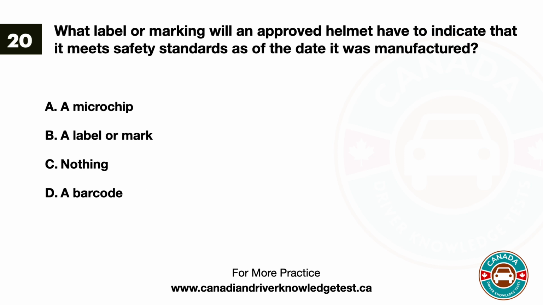Question 20. What label or marking will an approved helmet have to indicate that it meets safety standards as of the date it was manufactured? A. A microchip. B. A label or mark. C. Nothing. D. A barcode. The answer is B. A label or mark.